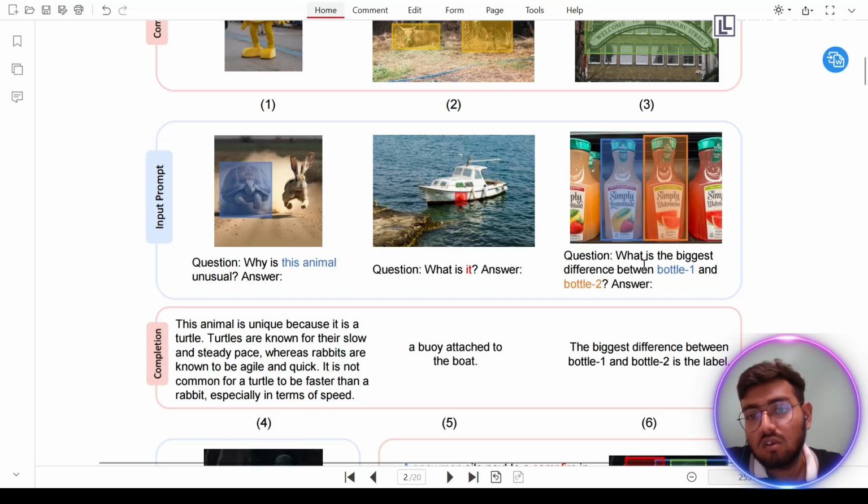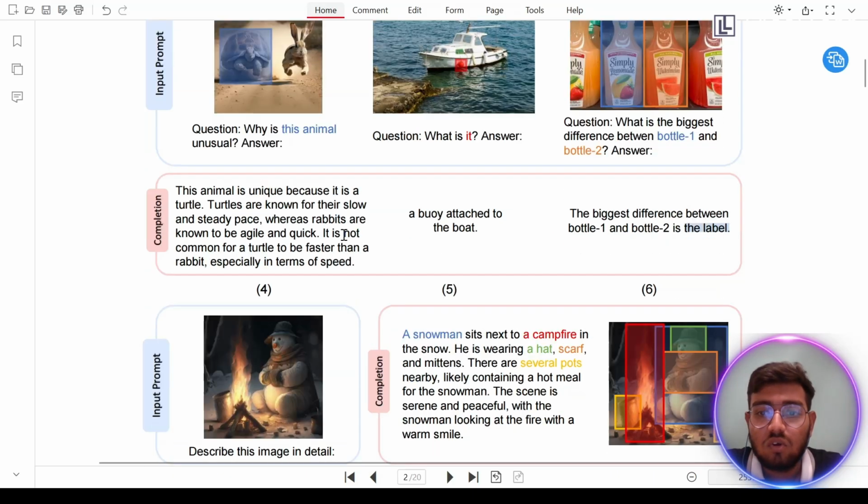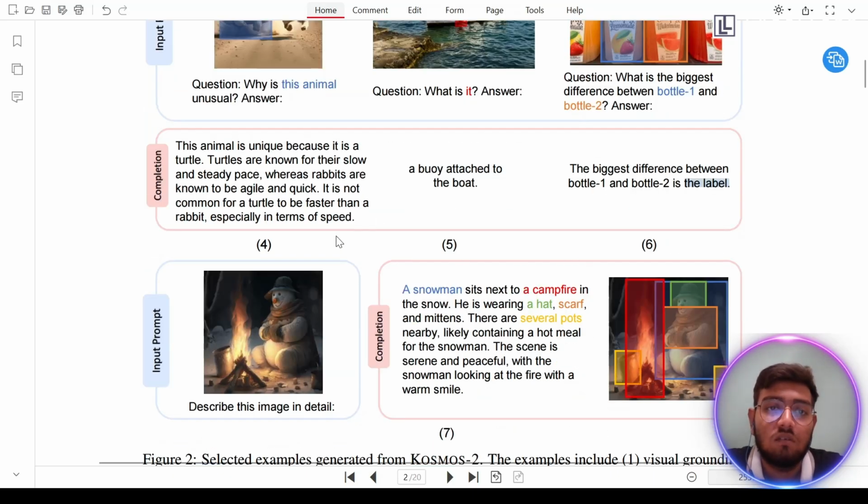Or for another question, what is the biggest difference between bottle 1 and bottle 2? It has marked bottle 1 and bottle 2, but there is a problem: I don't know how it understood which is bottle 1 and bottle 2 we are talking about. It could be this bottle and this bottle, but they are half visible, so it understood which bottle the person is talking about, and also that the difference between them is their labels. So it understands images quite well, according to the research paper authors.